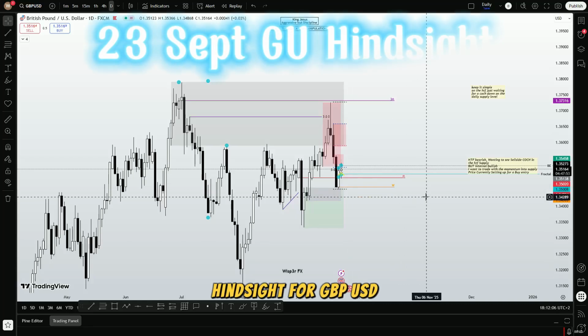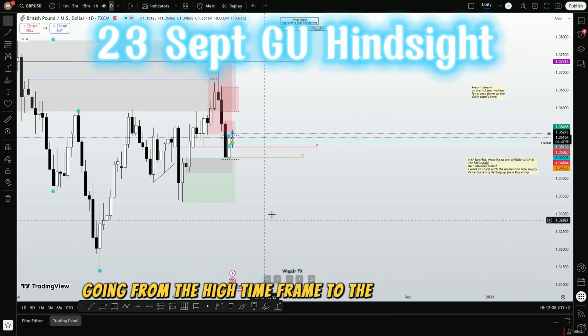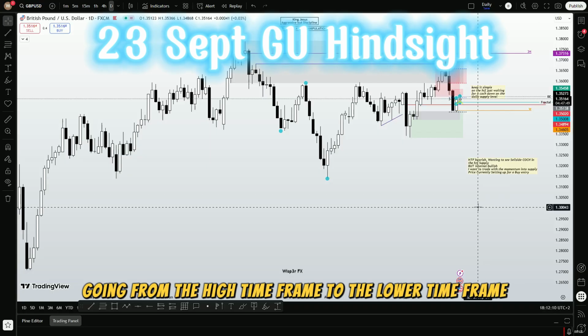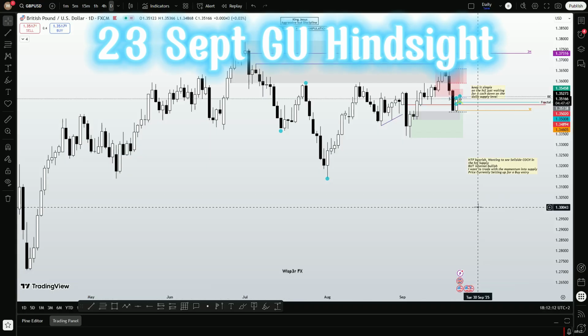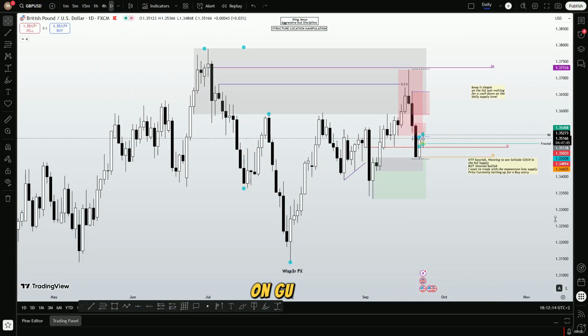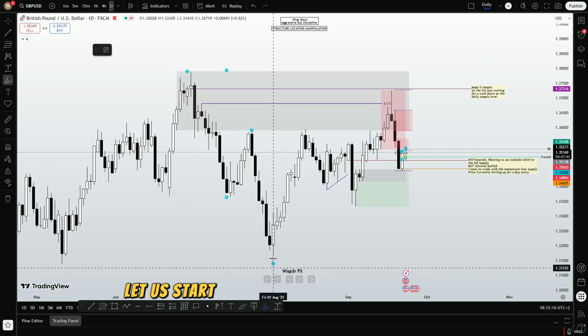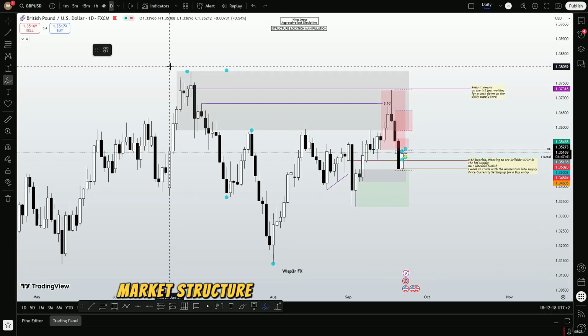Hindsight for GBP/USD, going from the high time frame to the lower time frame. We took one position on GU. Right, let us start. What we start with always first is market structure.